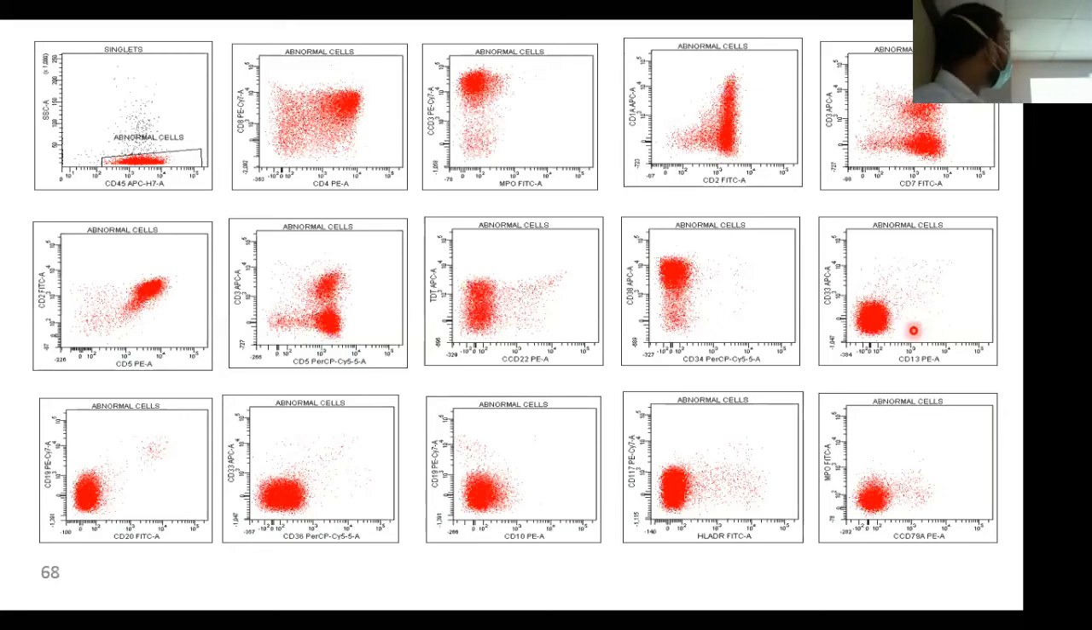Anybody try? CD4, 8 positive, MPO negative, CD3 positive. So 4, 8, 3, all are T cell markers. Coming to CD2 positive, 1A positive, 7, 3, 5, 2, all are T cell basically. CD22 negative, and 13 is negative. That's myeloid, 33, 13, 33. Both are negative. So myeloid negative, B cell that is CD22 negative.